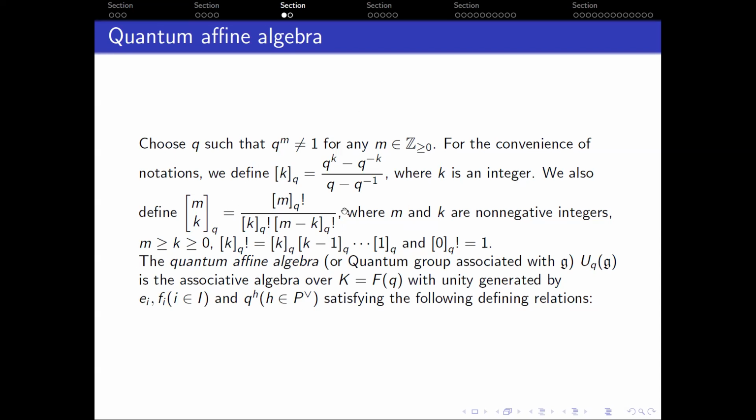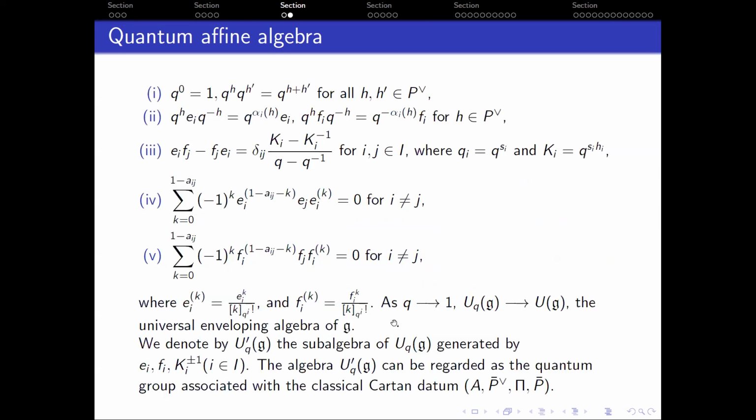With this notation, now we can define what we call a quantum affine algebra associated with an affine Lie algebra G. It is an associative algebra over K, which is a larger field now. You take F adjoining q, the rational functions in q with coefficients in F. With unity, generated again by the same elements, e_i, f_i, and q to the h_i, not q to the h for each h. This is a formal exponent satisfying some conditions.